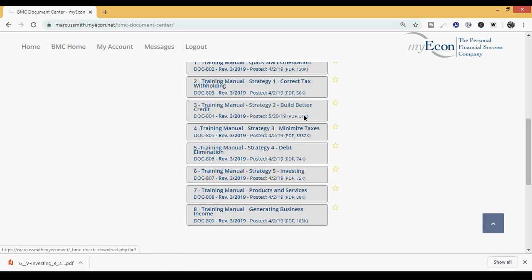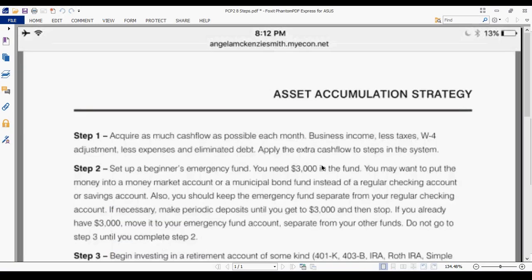So all I did was go to the login site, Document Center, clicked on the training manual, and when you click on the strategy 5, which is investing, it'll pull up a document that leads you to the PCP, which is this document right here, and it's 8 steps. And the Queen is going to break it down. The asset accumulation strategy, also known as the PCP, Personal Cash Flow Plan.